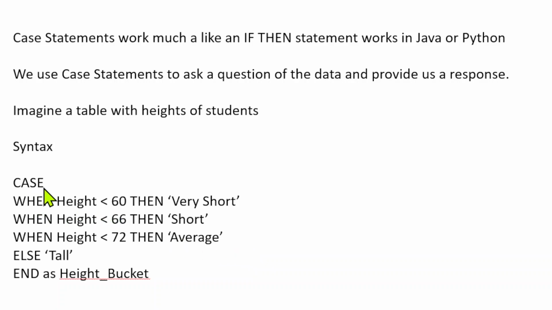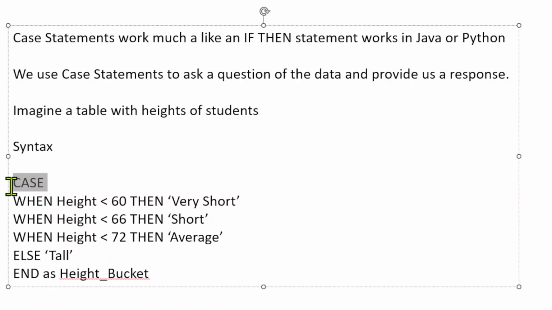So the syntax is really simple. You just start the phrase with case, and then you have these when statements, like if statements, except they're called when. So we say when, then here's our Boolean question, then this is the response, short. And at the end, notice there's no commas or anything. You have as many whens as you need.